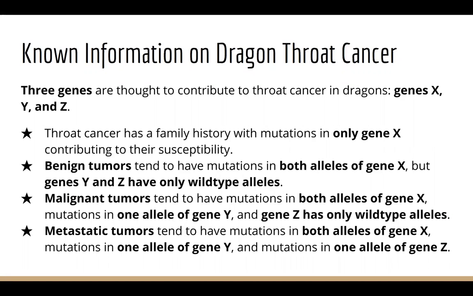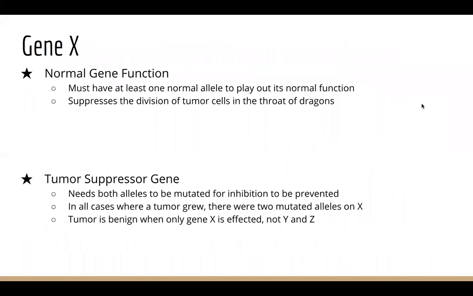Metastatic tumors tend to have mutations in both alleles of gene X, mutations in one allele of gene Y, and mutations in one allele of gene Z. Now we will look into each gene specifically.